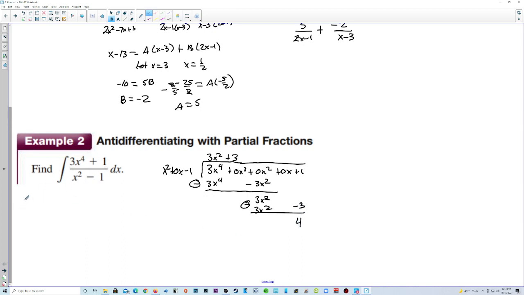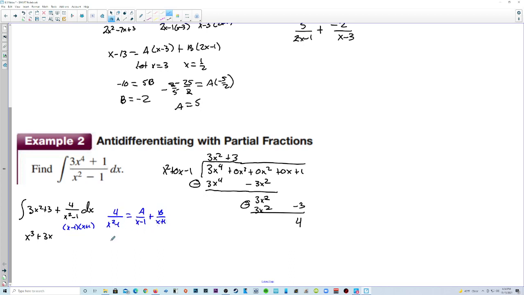So this is the same as the integral of 3x squared plus 3 plus 4 over x squared minus 1 dx. Now we know how to integrate this piece right here. It's x to the third plus 3x, but now we need this piece right here. So this is where we get into the partial fraction part of this problem. Let's factor the denominator, x minus 1, x plus 1. And we want to know this: 4 over x squared minus 1 is equal to something over x minus 1 plus something over x plus 1.